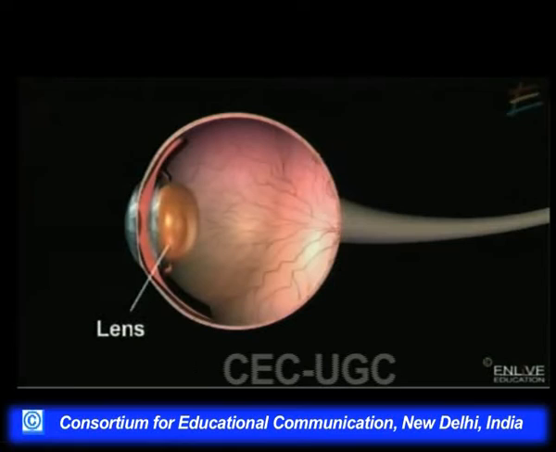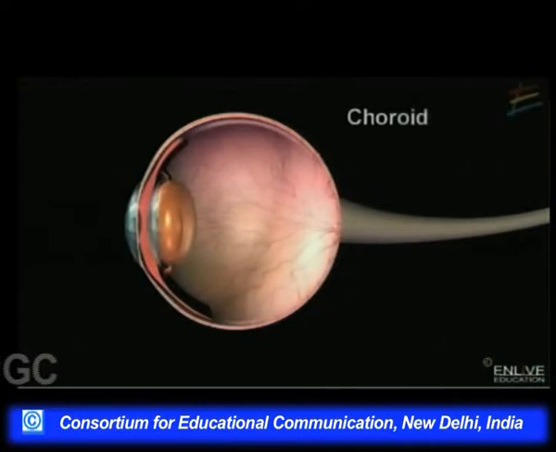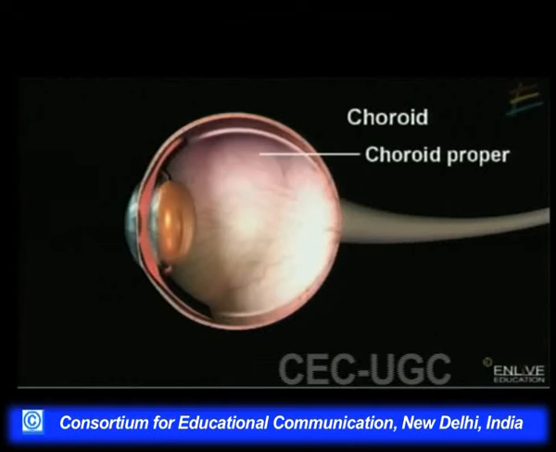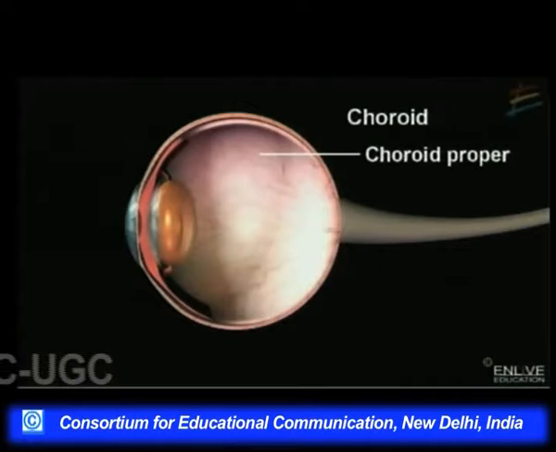The second layer is called the choroid. It consists of three different zones. The first zone is called the choroid proper, and it is the part that carries nourishment to the tissues of the eye. The next zone is called the ciliary body.